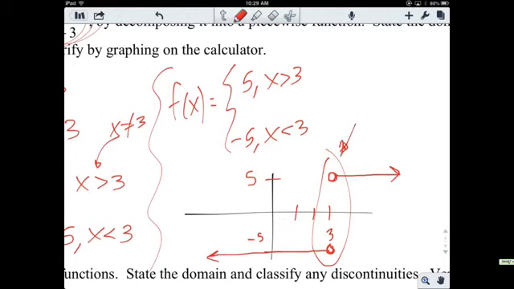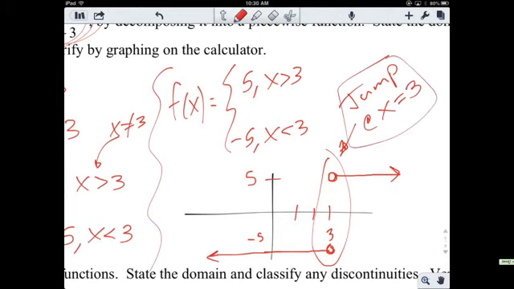Is that removable or non-removable? Can you put a manhole cover down at x equals 3 and make those two horizontal lines touch? Nope. So it's non-removable. There's only two types of non-removable. Is it infinite? Is it a VA? Nope. It is, in fact, a what? It's a jump. Yeah. It's a jump at x equals 3.